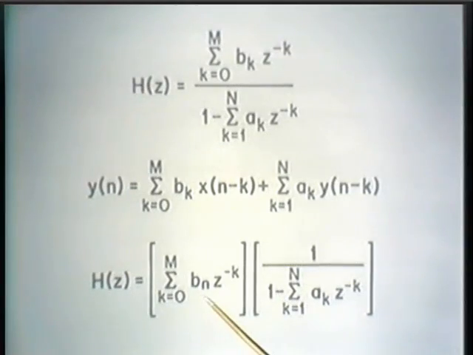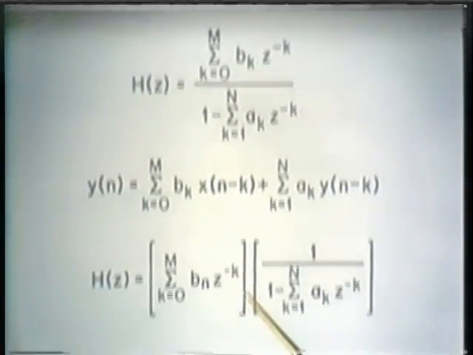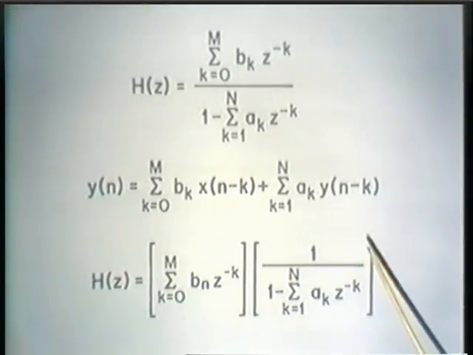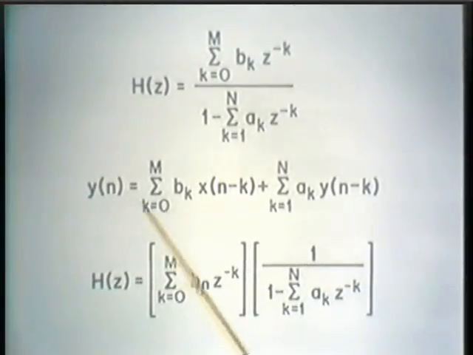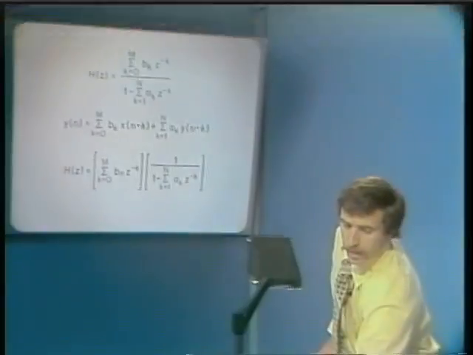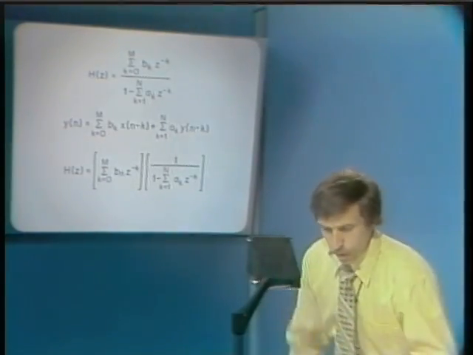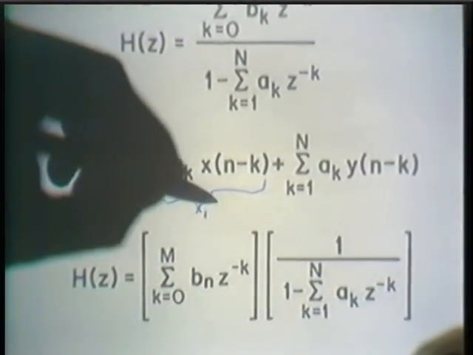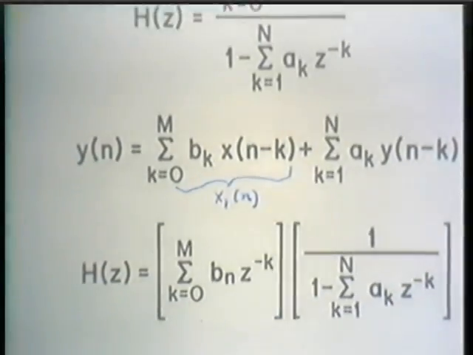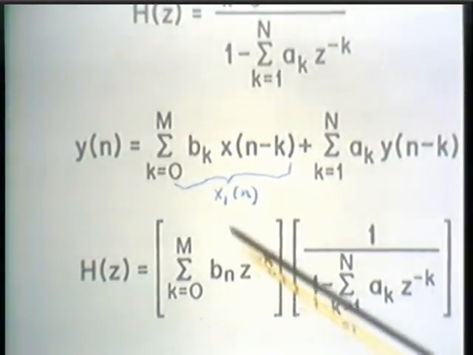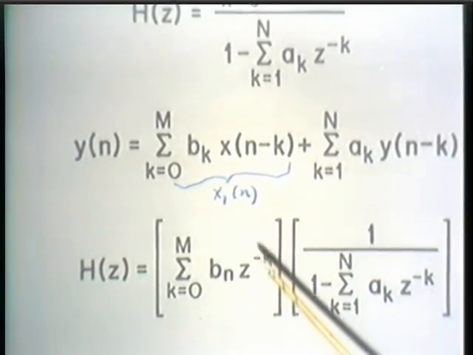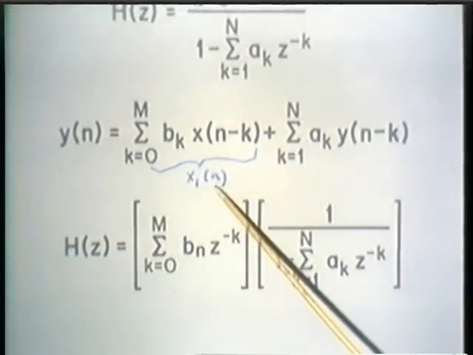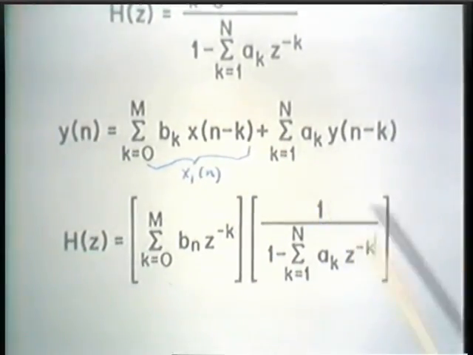So implementing this system function with this function first in cascade with this corresponds to implementing this difference equation, where we can imagine denoting this first sum as x1 of n, implementing x1 of n, and then using that as the input to a system which is represented by the difference equation y of n equals x1 of n plus this sum.